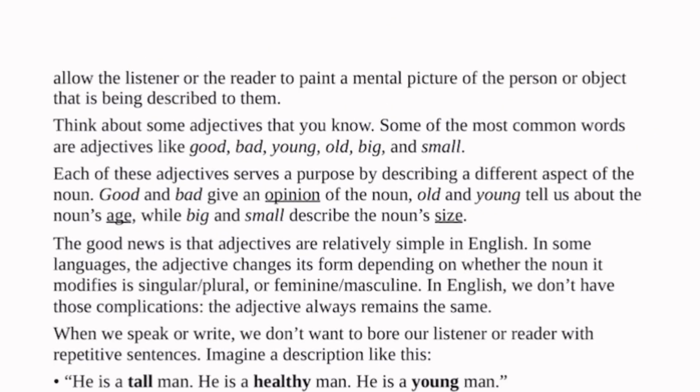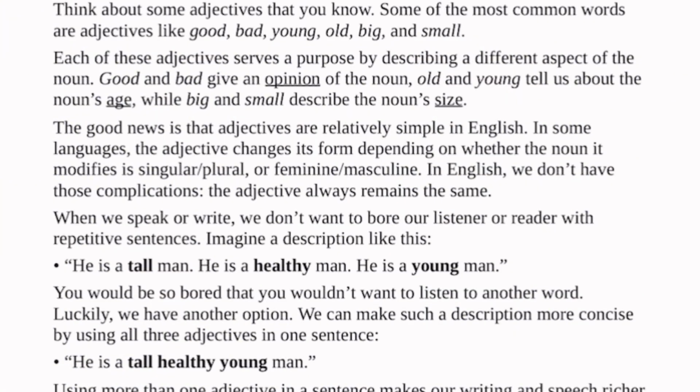Think about some adjectives that you know. Some of the most common words are adjectives like good, bad, young, old, big, small. You say, oh, the boy is a good boy. You have a mental picture on your mind. Each of these adjectives serves a purpose by describing different aspects of the noun. Good and bad give an opinion of the noun, while old and young tell us about the age, and big and small tell us about the noun's size.